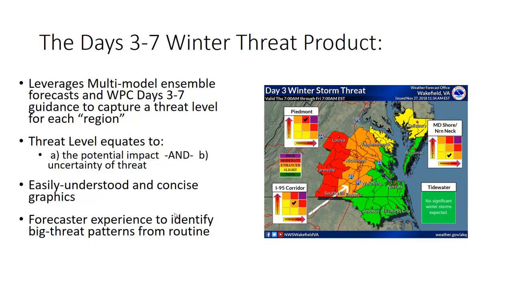And you can sort of see where our regions are going to be. We have Piedmont, the I-95 corridor, the Tidewater area, and then the Eastern Shore of Maryland, and the Northern Neck as well. Those are sort of in climatologically favorable areas. But back to the threat product itself, the threat level equates to the potential impact, which goes along the right side of the matrix here, and then the uncertainty, which is the y-axis of the matrix.